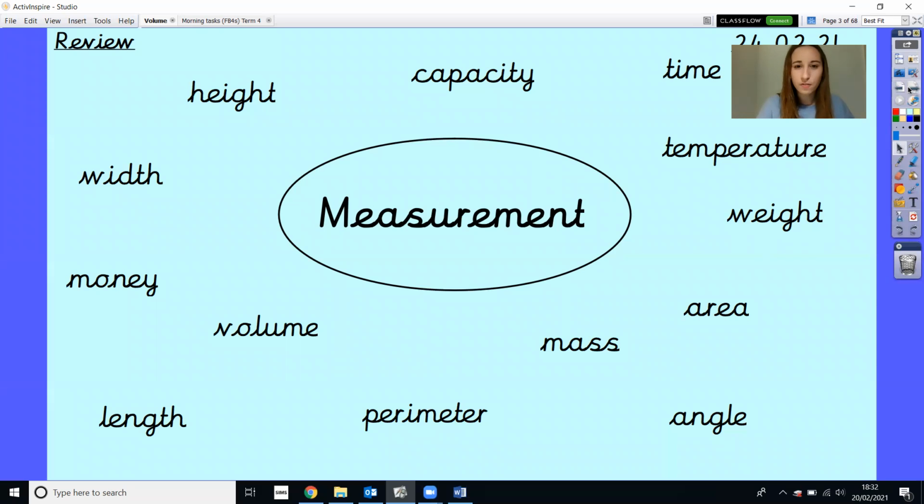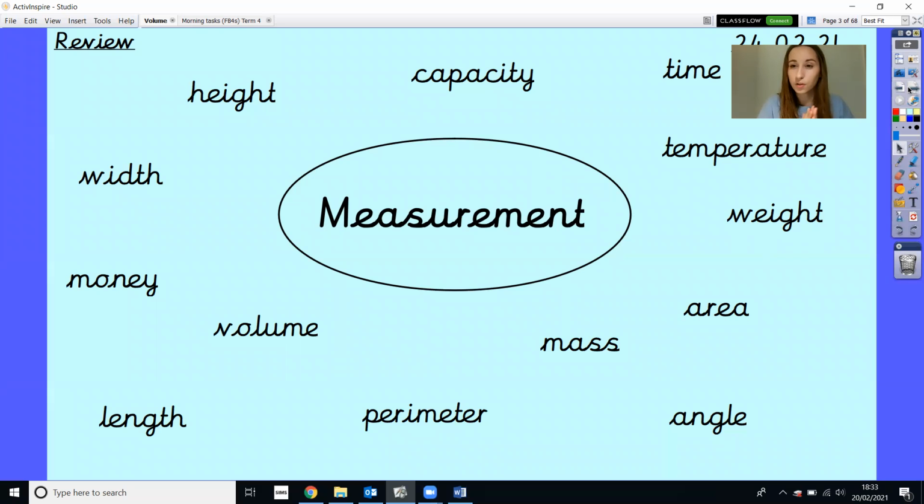I want you to think about a few things. Do you know what that word relates to? What sort of measurement is it talking about? Do you know what units you would use when you're measuring something using that vocabulary? What is it measured in? And would you feel confident using that type of measurement?